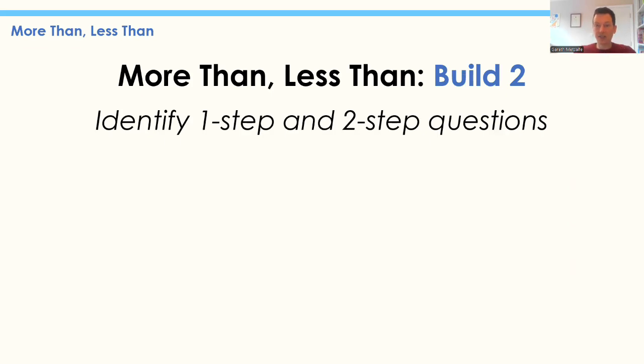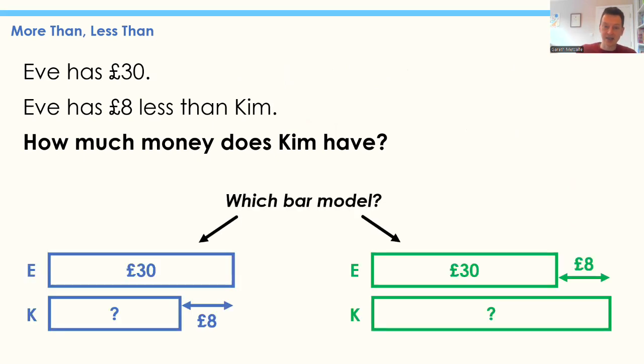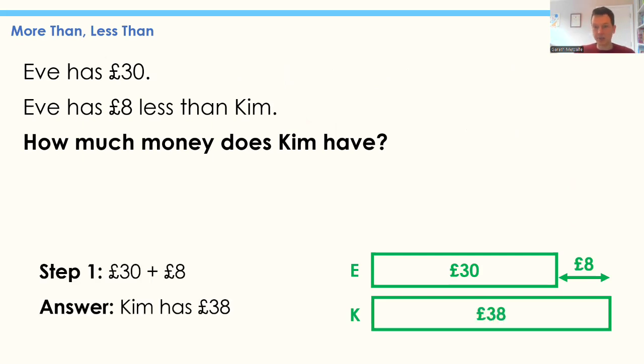I'll again show you one of the 2 example questions that's broken down in Build 2, looking at a specific misconception. Eve has £30. Eve has £8 less than Kim. How much money does Kim have? Maybe the children think it must be subtraction because it says less. We look at the bar models. Each bar model represents the question. Children think about it, and then they vote, and then we see, oh, it's the green one. And look, this one is a 1-step question.